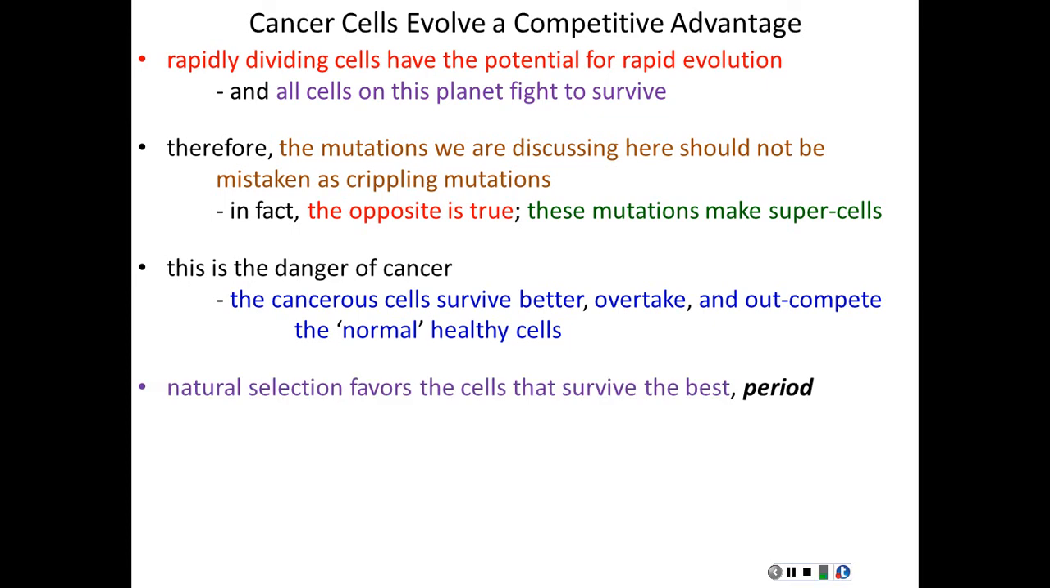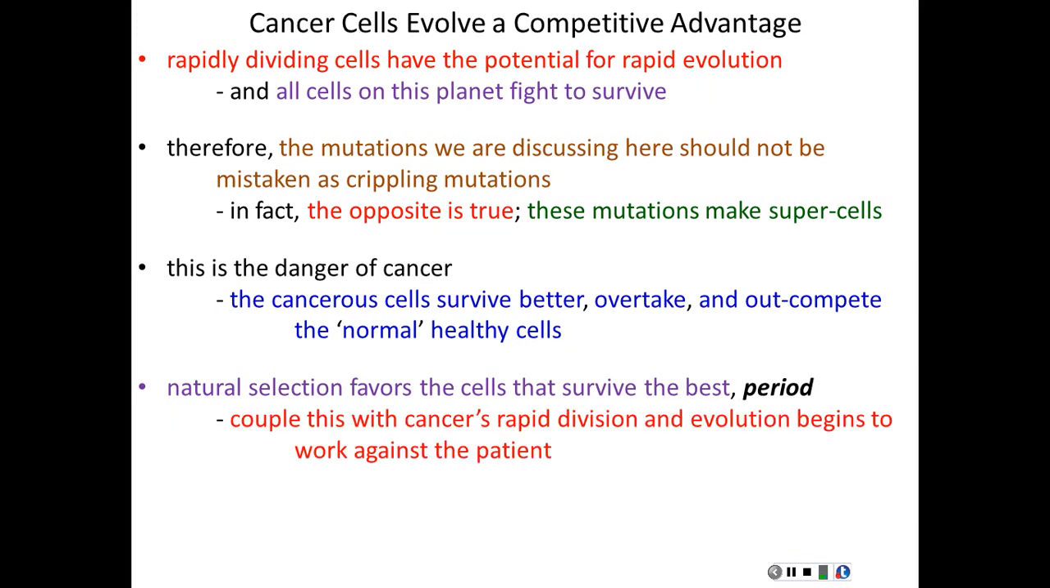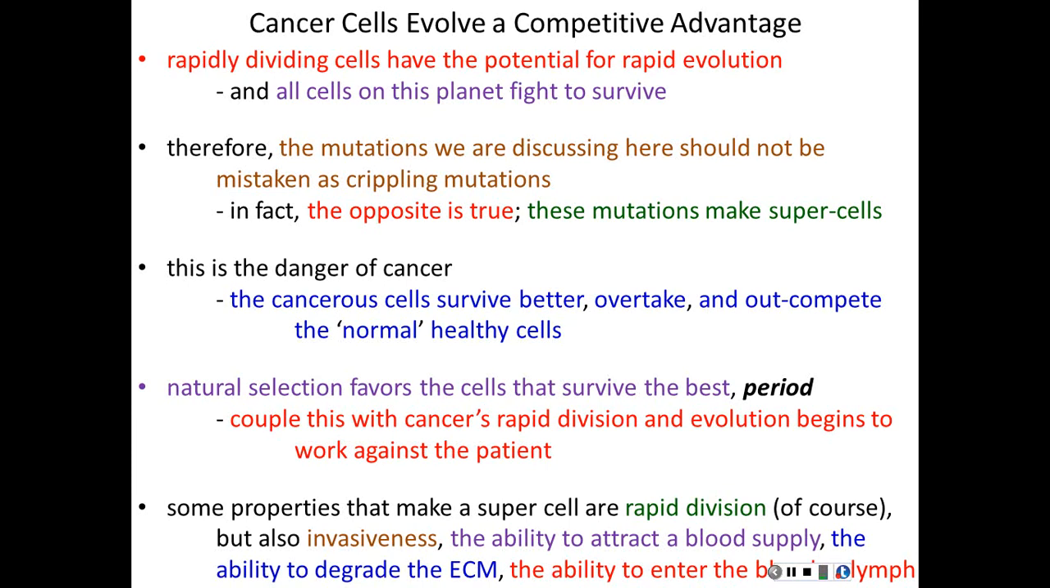Evolution likes this. Natural selection favors this. Natural selection awards the cells that survive the best, period. Natural selection doesn't give a damn about the health of the organism. Cells that divide the fastest, survive the best, win by surviving into the next generation. Couple this natural selection bias with cancer's rapid cell division, and evolution begins to work against the patient.